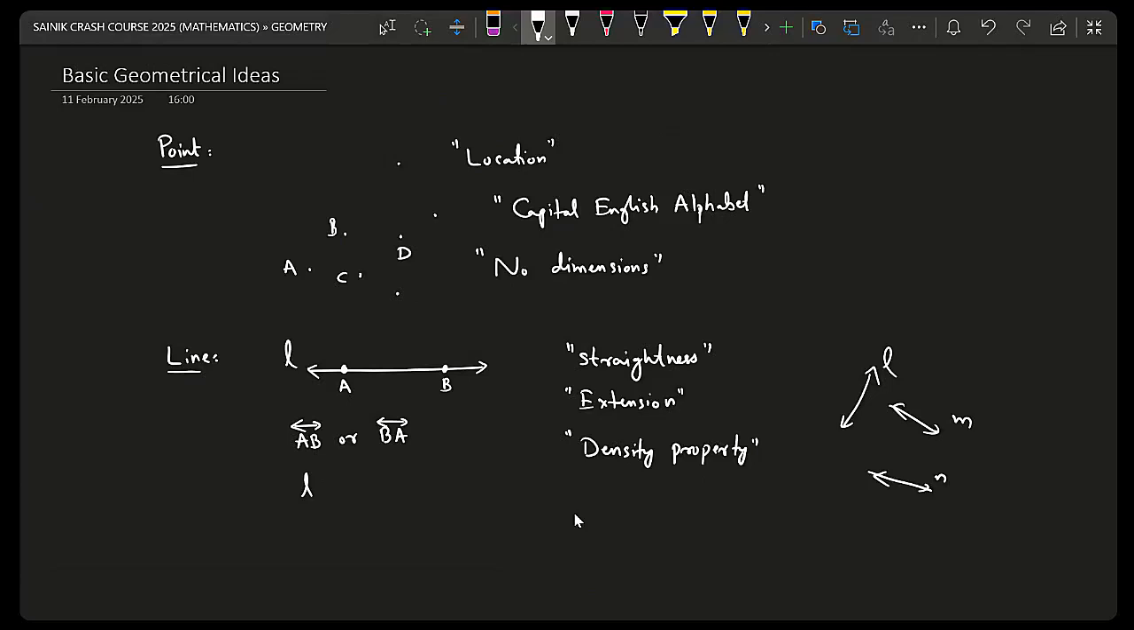And the next point is about its endpoints, the number of endpoints. How many endpoints are there for a line? Zero. Because it is extending on both sides, it is not stopping anywhere to have an endpoint. So it keeps on extending on both sides. So the number of endpoints is going to be 0.